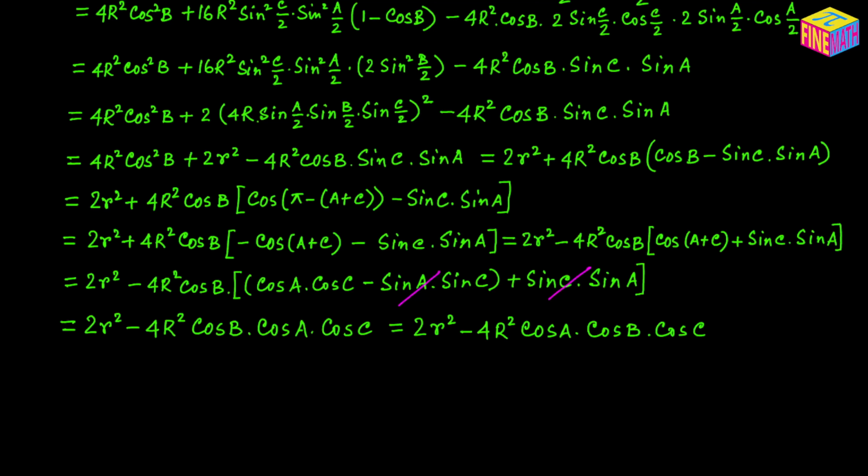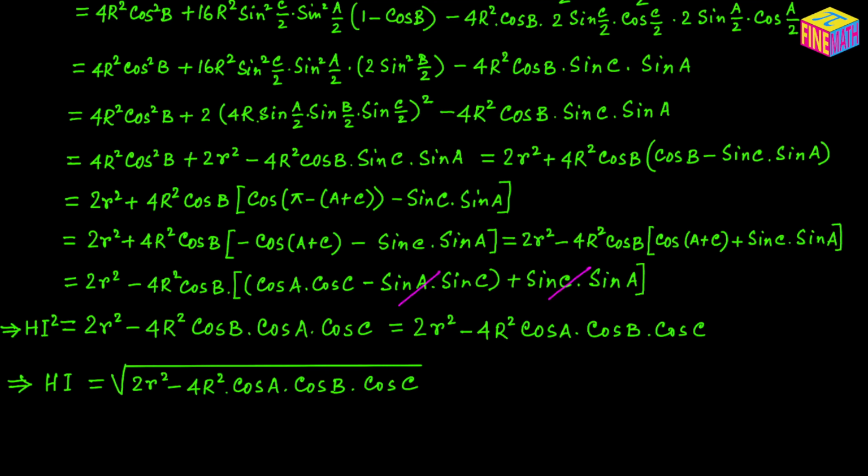And what is this value, by the way? Well, this is actually HI squared, because that's what we have been calculating so far. So this is HI squared. Now to find the value of HI, we have to take a square root on both sides. So the value of HI is going to look like this. It would be square root of 2r squared minus 4r squared times cosine of a times cosine of b times cosine of c.